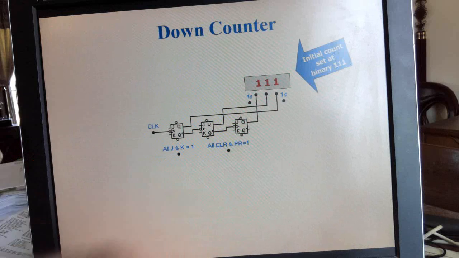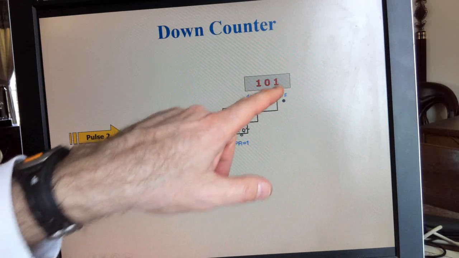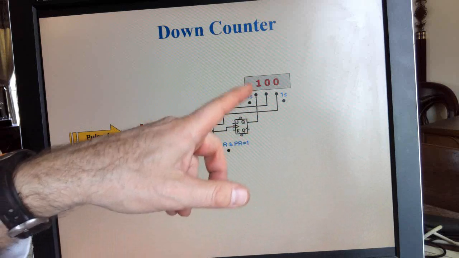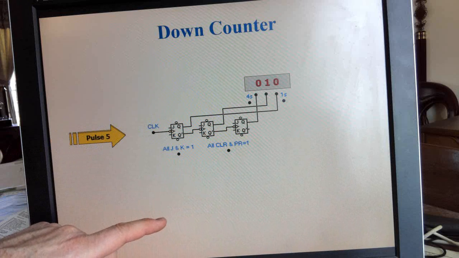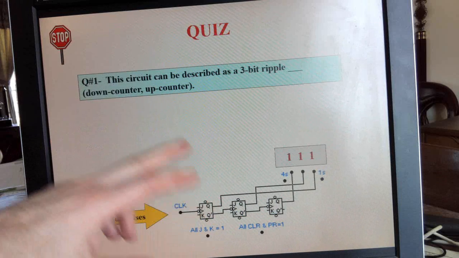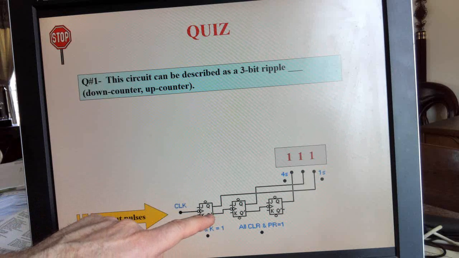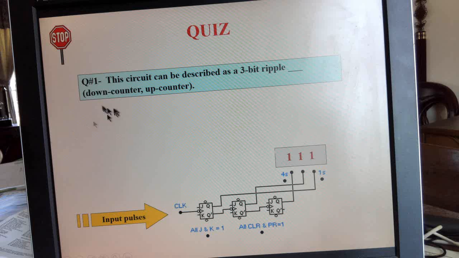Okay, we started off at 7. We count down 1. We go to, that's a 6. We count down again. It goes to 5. Count down again, it goes to 4, then a 3, and then a 2. So it is counting down. And the key, again, to recognize this is it is coming off of your Q knots here. This circuit can be described as a 3-bit ripple. And hopefully after that discussion, recognize this as a down counter.